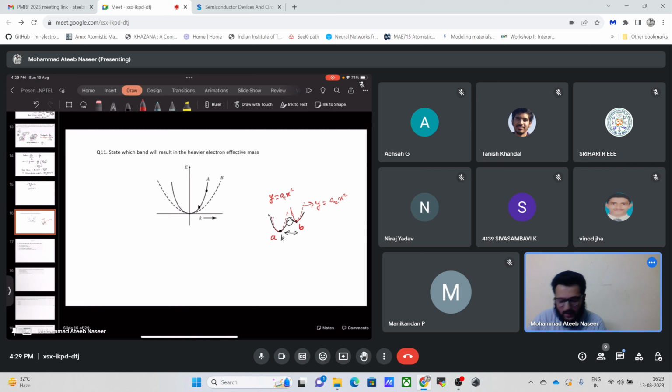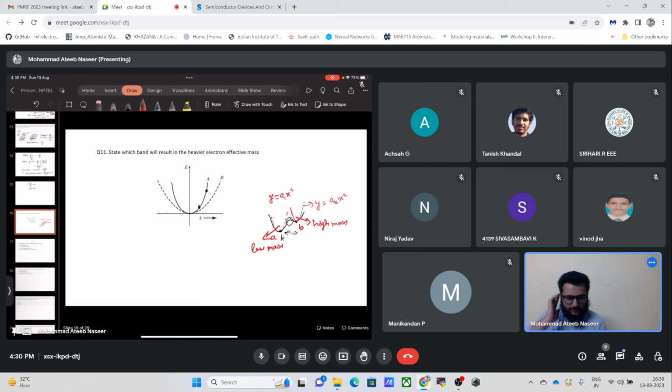For example, hypothetically, if this is a low mass valley and this is a high mass valley, and the carrier has moved from the low mass to the high mass valley, this would simply mean that the mobility in the high mass valley will be less. So this will result in the degradation of the mobility. That's one case which is possible over here.